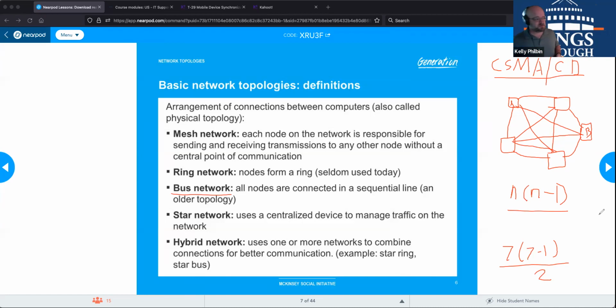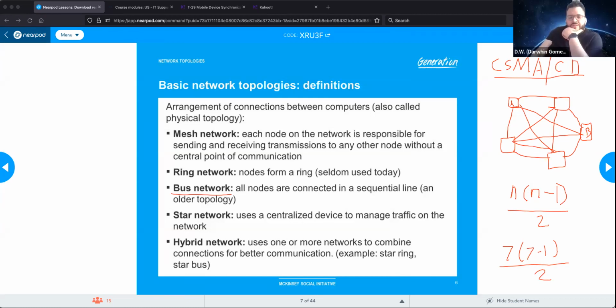So that is why we need to remember this formula, n times n minus 1, divided by 2, and how quickly the amount of cables you need adds up for every node you add onto your network.